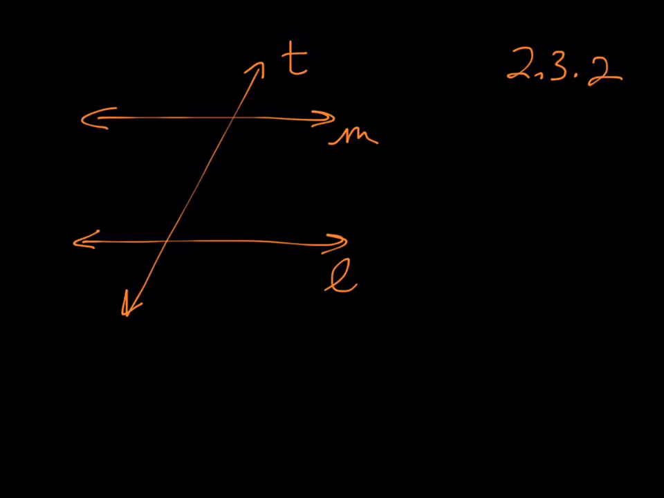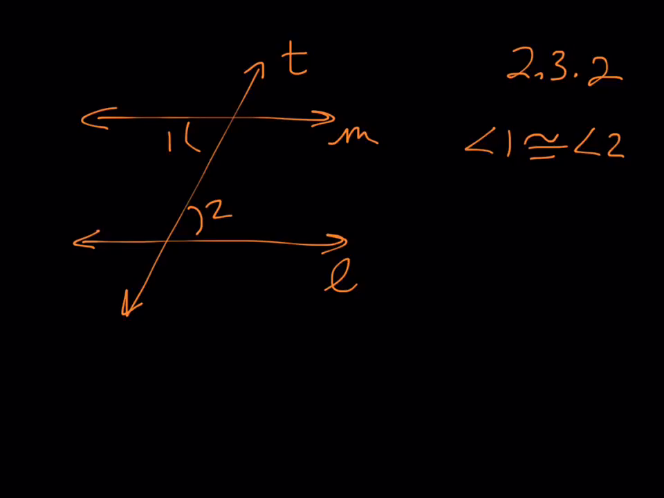Right, so here are two lines, we'll go with L and M again, and a transversal T, and let's assume that alternate interior angles, we'll call them 1 and 2, are congruent. So 1 is congruent to 2. Then if we wanted to prove that the lines are parallel, well, we already have one theorem that we just proved. If we could show that corresponding angles are congruent, then we could just state theorem 2.3.1 as our reason.